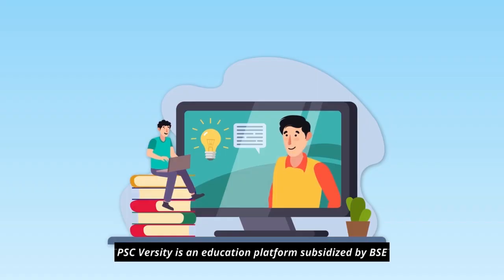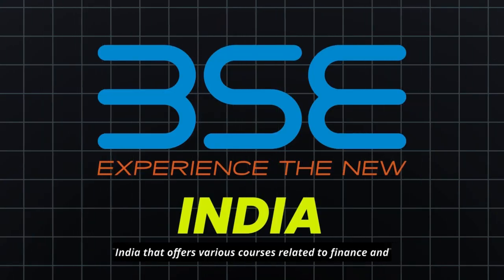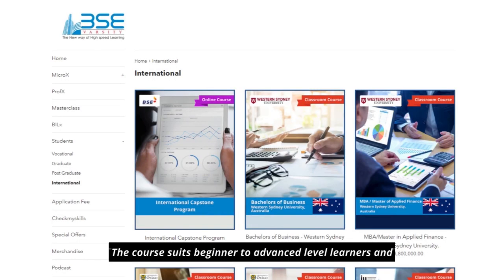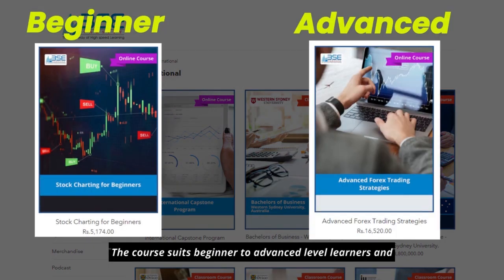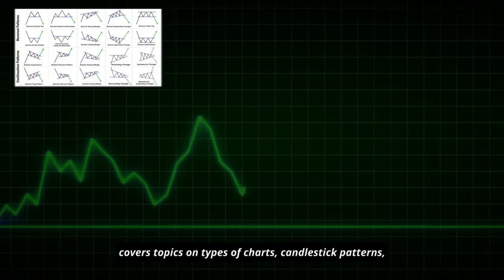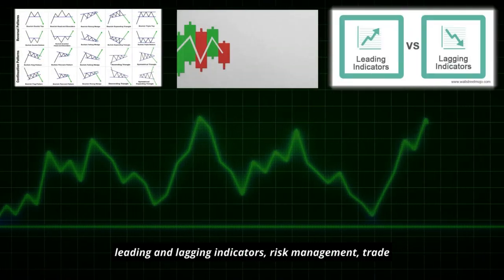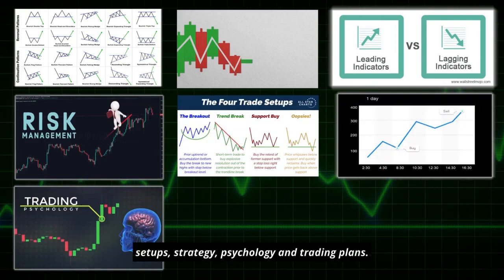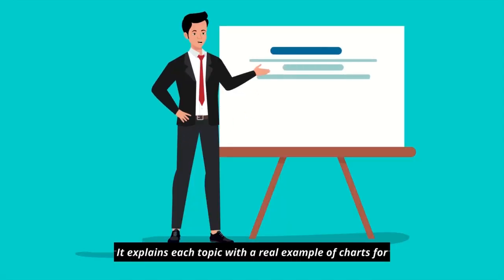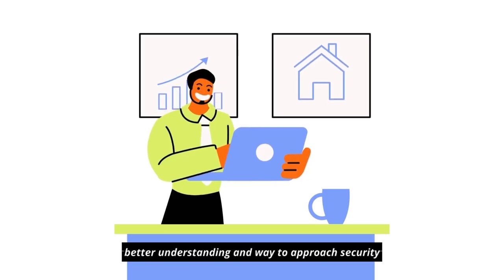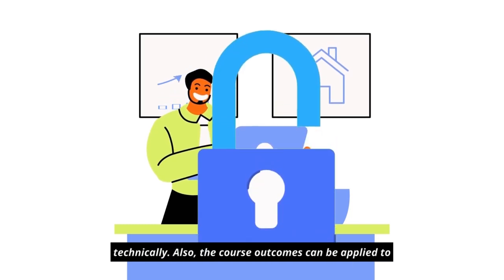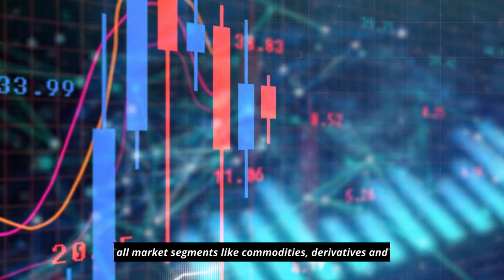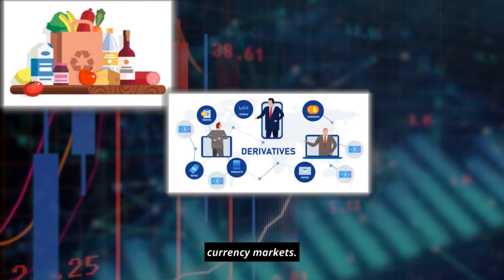BSE Varsity is an education platform subsidized by BSE India that offers various courses related to finance and the stock market. The course suits beginner to advanced level learners and covers topics on types of charts, candlestick patterns, leading and lagging indicators, risk management, trade setups, strategy, psychology, and trading plans. It explains each topic with a real example of charts for better understanding and a way to approach a security technically. Also, the course outcomes can be applied to all market segments like commodities, derivatives, and currency markets.